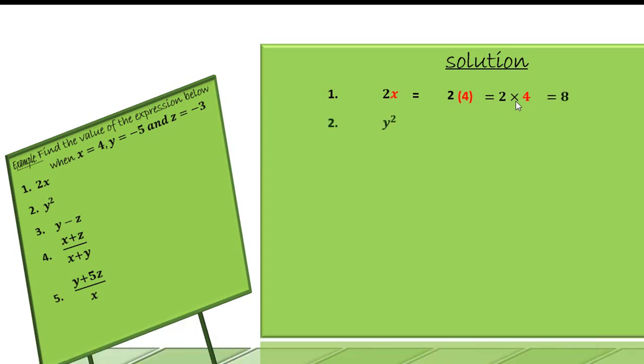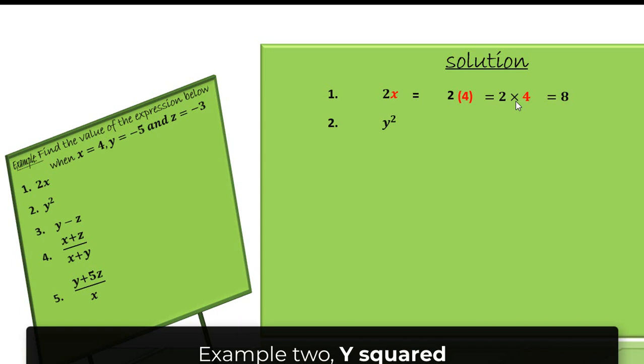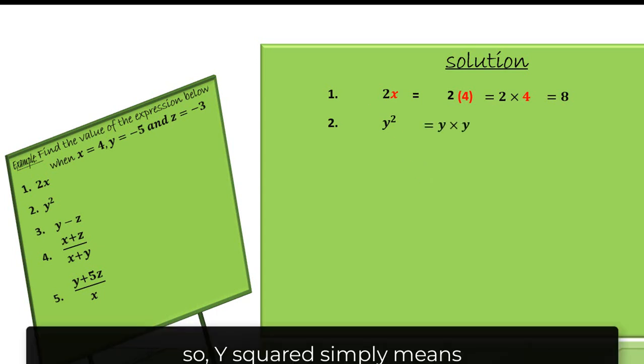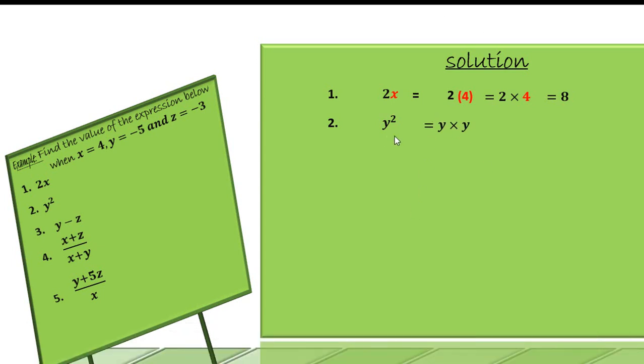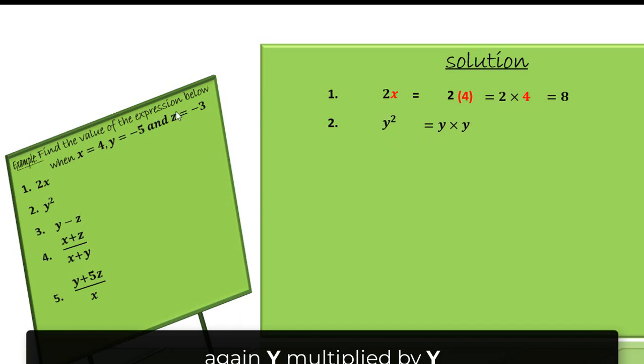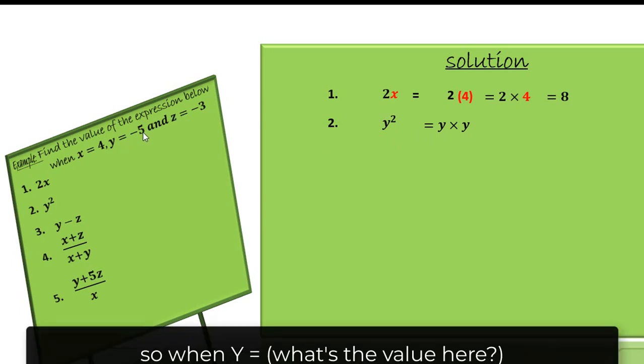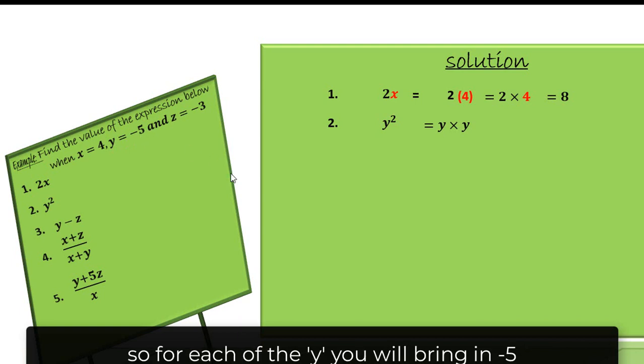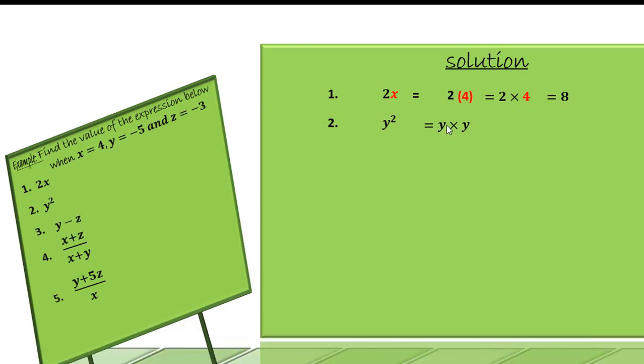So question 2, y squared. Y squared simply means y multiplying by y. Again, y squared means y multiplying y. So when y equals, what's the value here? When y equals minus 5. Can you see? It means that for each of these y, you'll be bringing in minus 5.